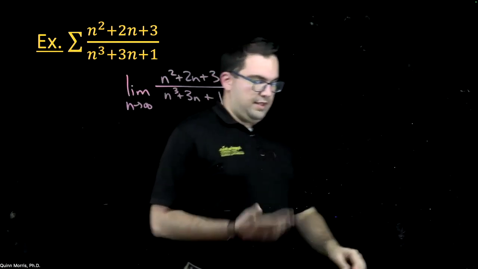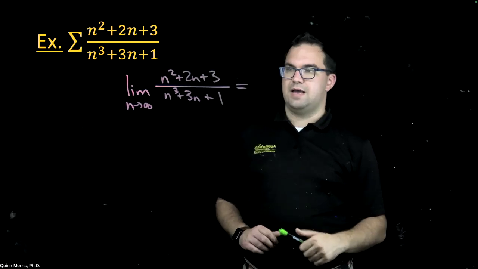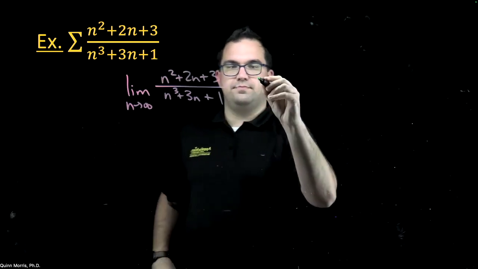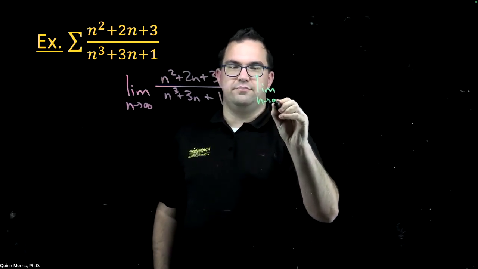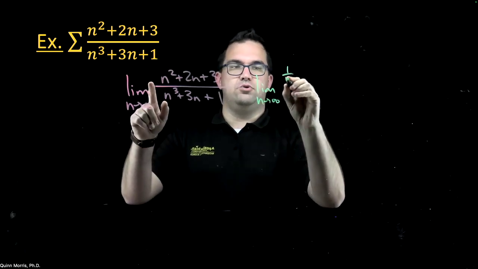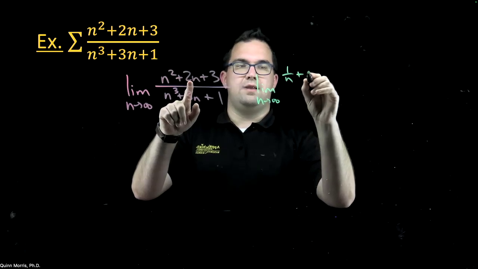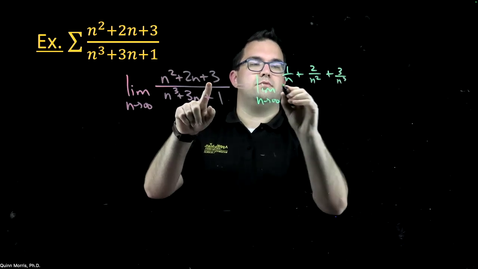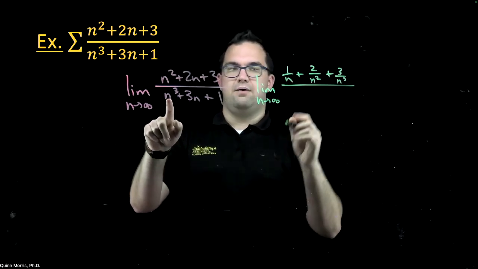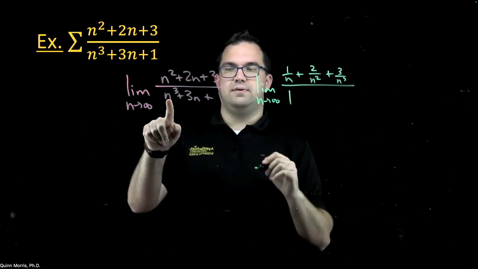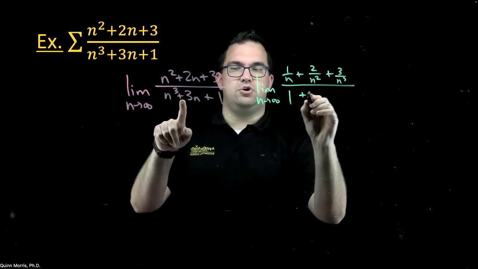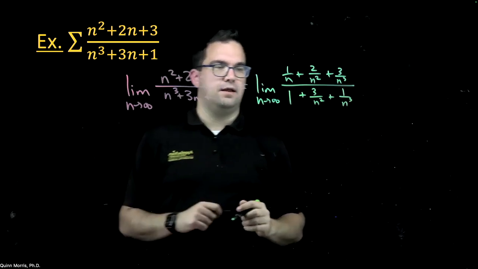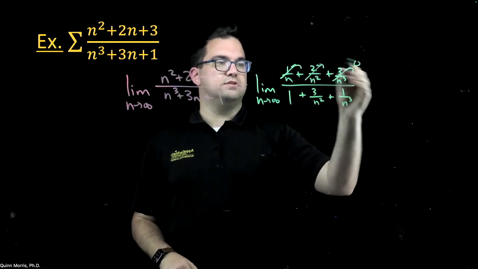Now, I'm going to play a similar trick I've played many times now. I'm going to find the highest power of n, that's n cubed. I'm going to divide every term by n cubed. This will be equal to the limit as n goes to infinity of n squared divided by n cubed is 1 over n. 2n divided by n cubed is 2 over n squared. 3 divided by n cubed, all divided by, now I have n cubed divided by n cubed is 1, plus 3n divided by n cubed is 3 over n squared, plus 1 divided by n cubed. Okay. Now, all of these terms are going to go to 0.